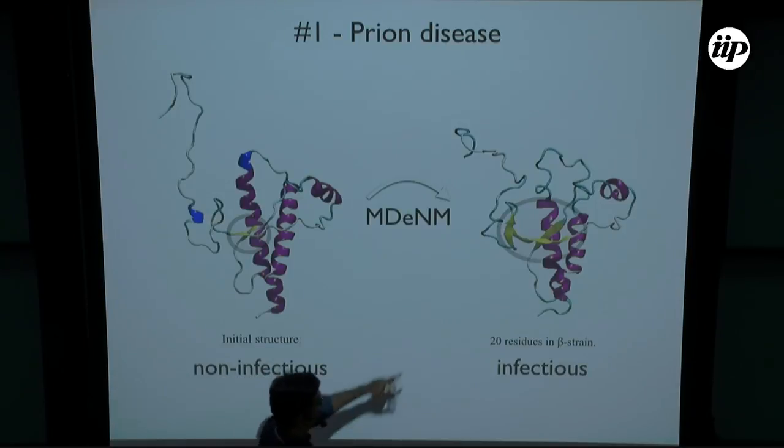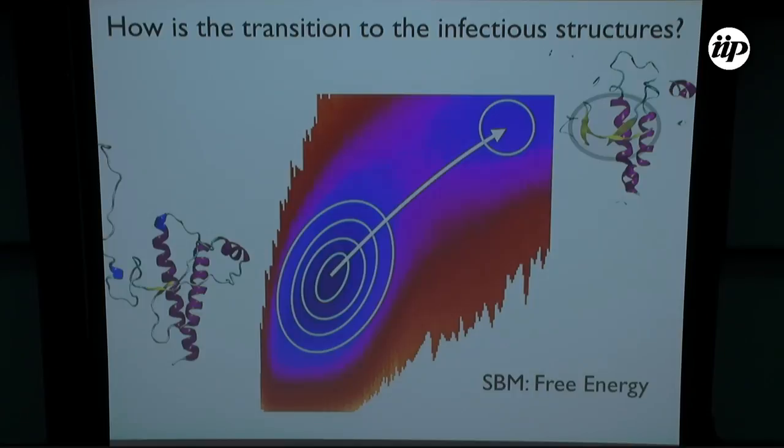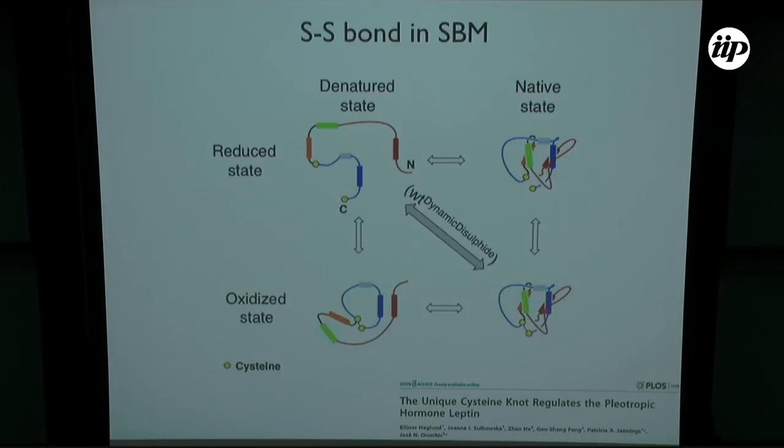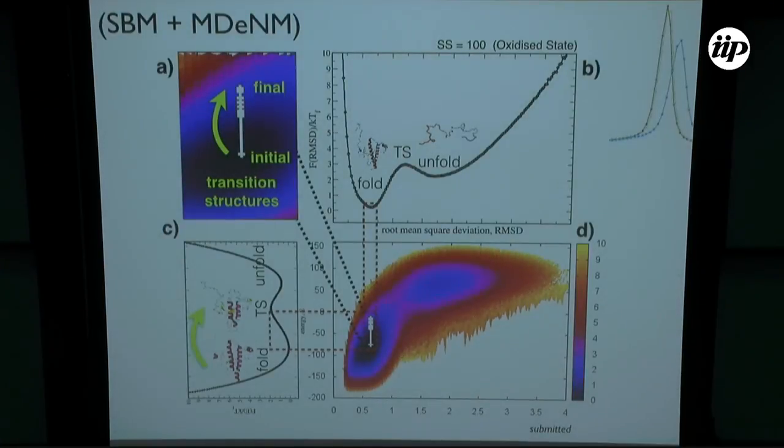From the literature, we have seen that it needs to have 40 residues in beta strand, but we achieved only 20 residues in the beta strand condition. So this is what I want to see: the transition from the non-infectious state to the infectious, partially infectious one. So I included the cysteine bond in the structure-based model using the Joanna and Onuchic paper. I was going to show Joanna, but she's not here. Maybe she's listening somewhere. So let's go to the results.